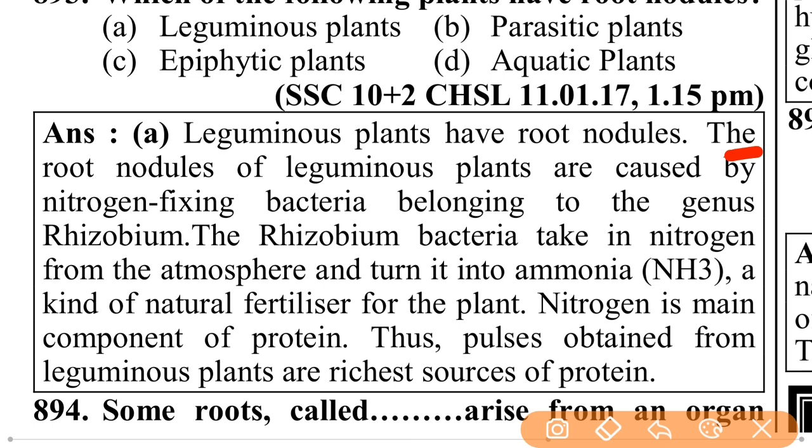The root nodules of leguminous plants are caused by nitrogen fixing bacteria belonging to the genus Rhizobium. The Rhizobium bacteria take in nitrogen from the atmosphere and turn it into ammonia, NH3, a kind of natural fertilizer for the plant. Nitrogen is the main component of protein, thus pulses obtained from leguminous plants are the richest source of protein.